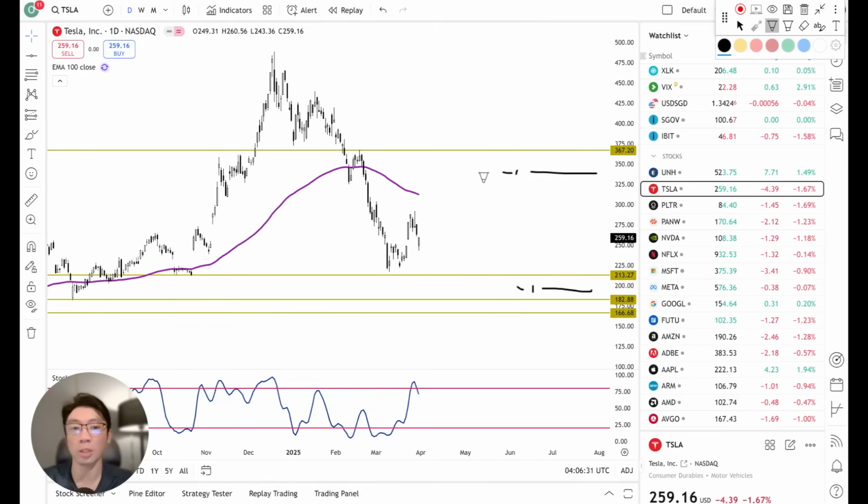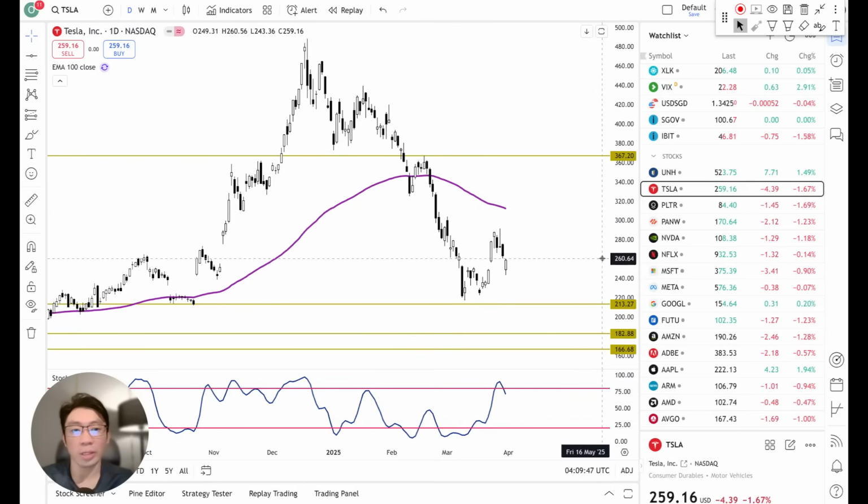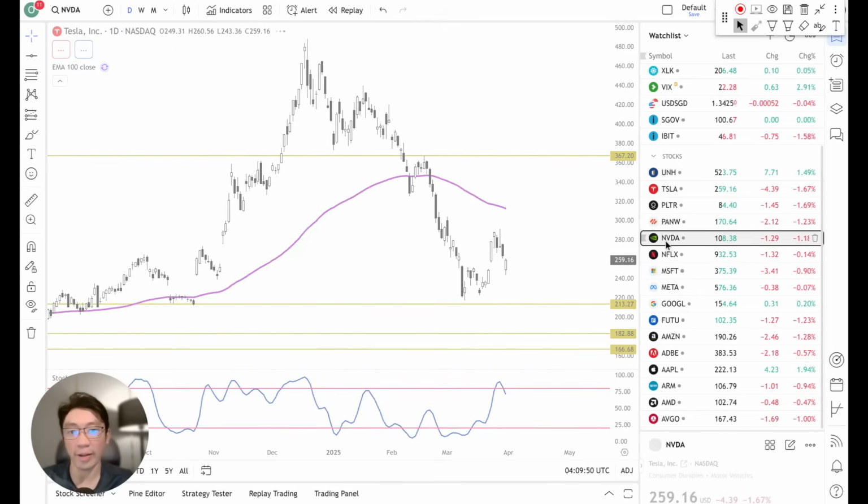So in this case, what do you do? Simply just give it a miss. Do not enter into this trade. Then just move on to find another candidate. So let's take a look at the next stock. So let's take a look at NVIDIA.